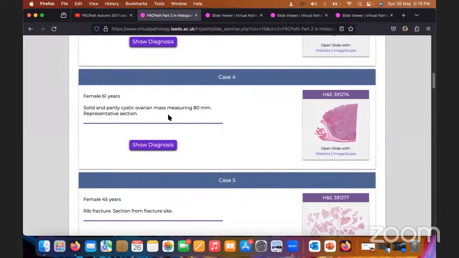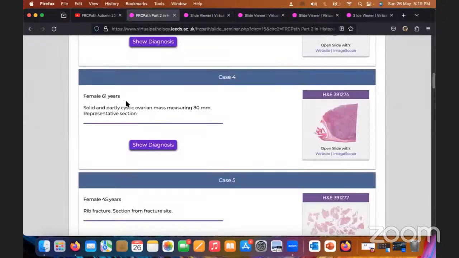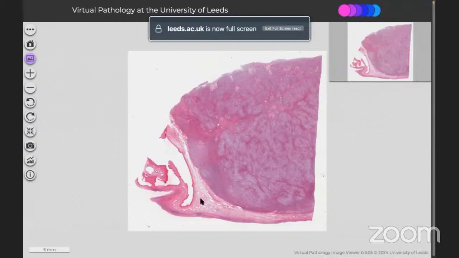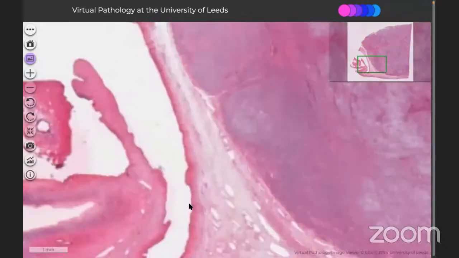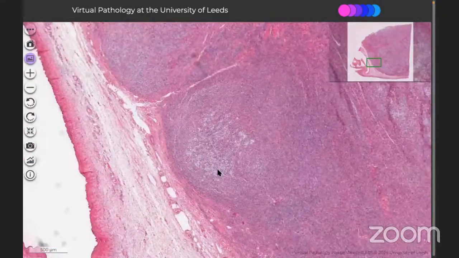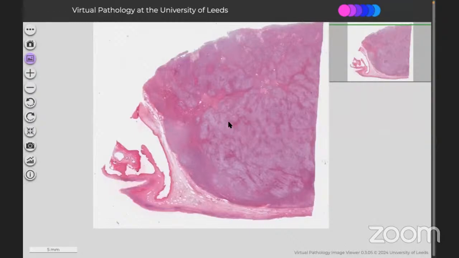Case number 4 is a 61-year female patient, and the patient is having a solid and partially cystic mass of 80 millimeter. The patient is in the post-menopausal age group, 61 years of age. So we can see this is a solid part of the lesion, this is a cystic part of the lesion. If we move on to the solid part, from the lower magnification, it gives a nodular appearance.